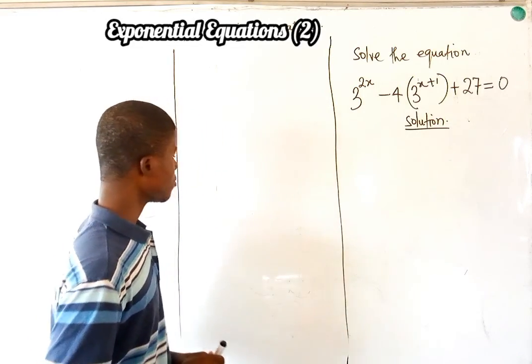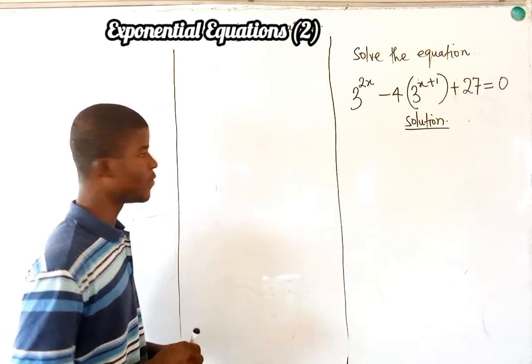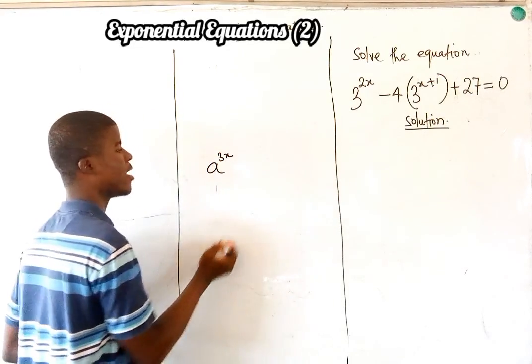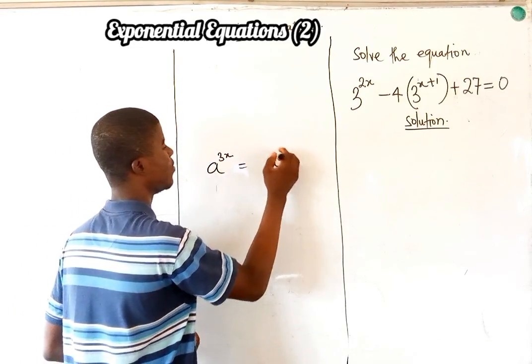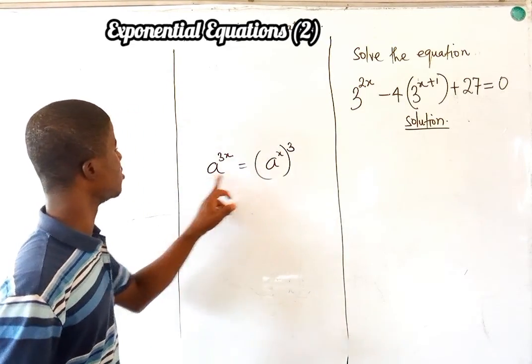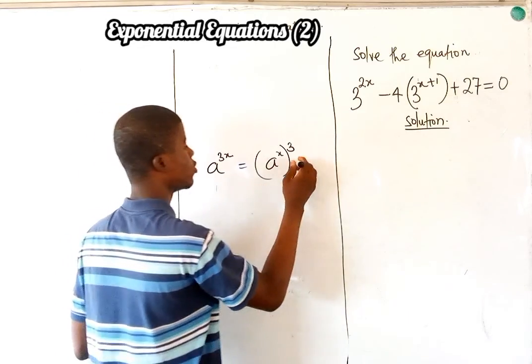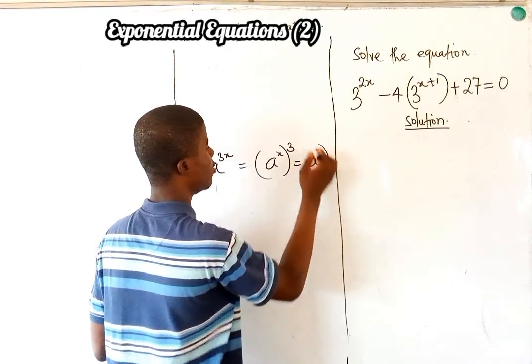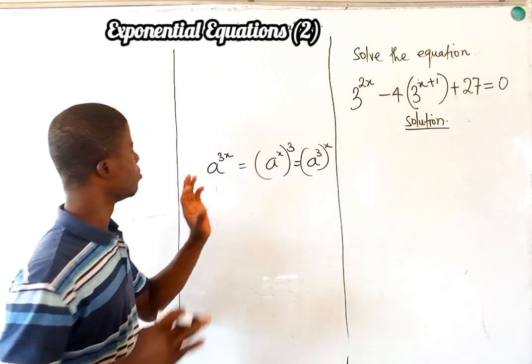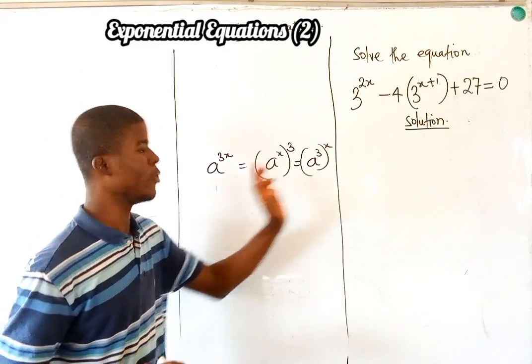First of all, you can recall from the laws of indices that if I have a to the power of 3x, I can actually write this as a to the power of x, all to the power of 3. And this is also equal to a to the power of 3 raised to the power of x. They are the same thing anyhow. So we are going to apply this principle here.